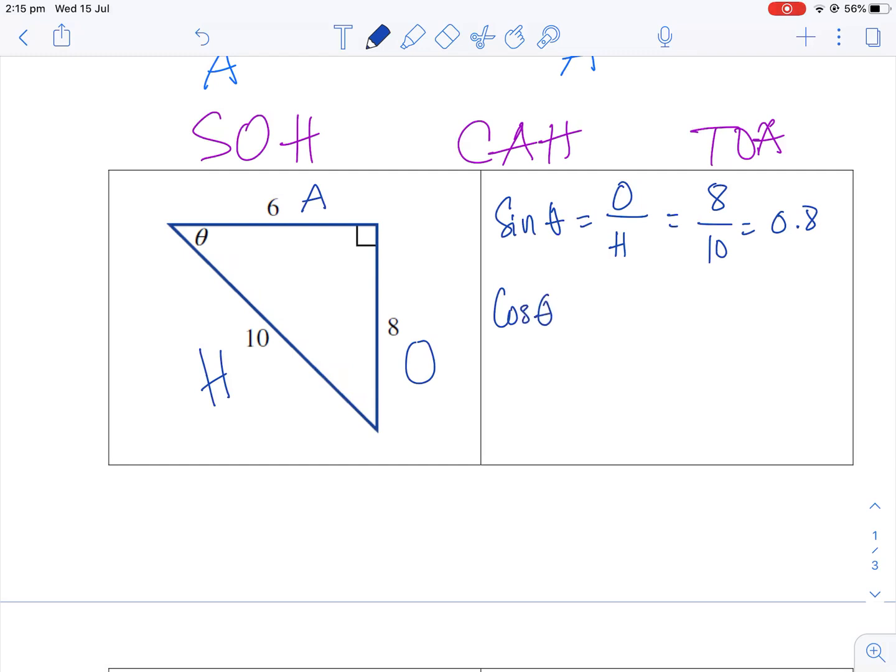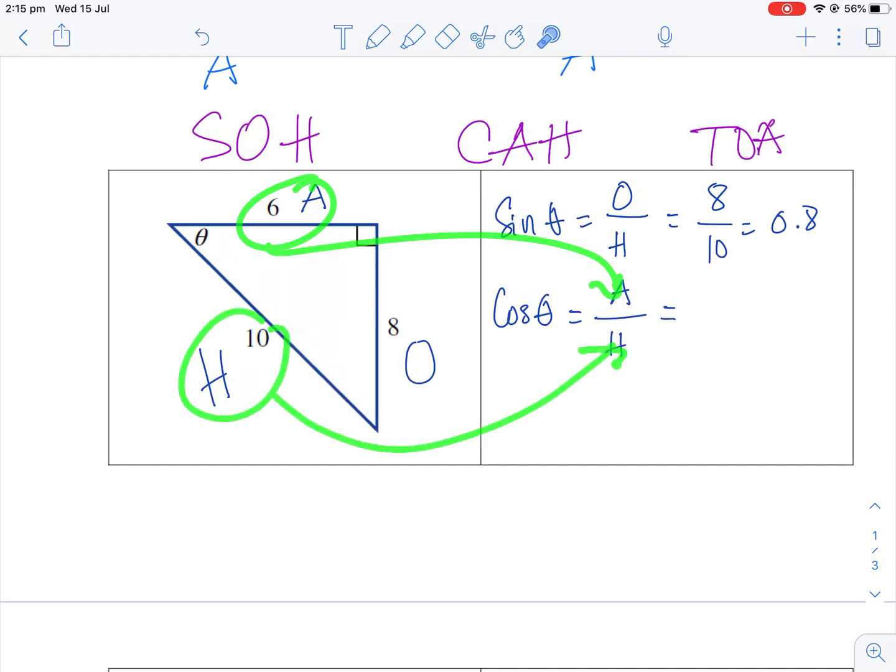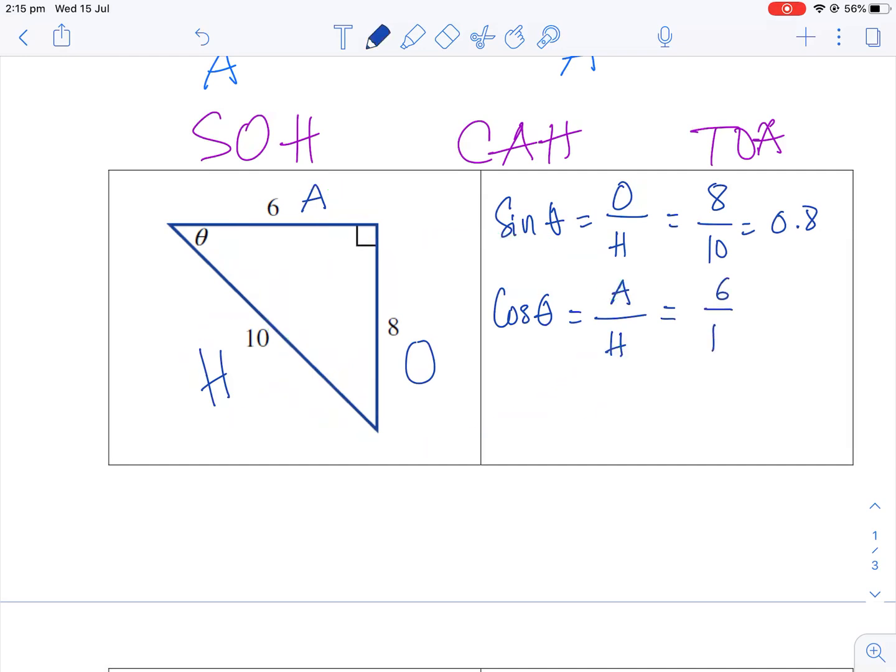Then cos, move on to cos theta equals, so here you have CA for cos theta equals adjacent divided by hypotenuse. So just write adjacent divided by hypotenuse equals, substitute the value of A into here, which is 6, and the hypotenuse here is 10. So you have 6 divided by 10, which is 0.6. And then the last one is tan of theta equals TOA, which is O divided by A. O is 8 and adjacent here is 6, which equals 1.33. Let's leave it at 2 decimal places.